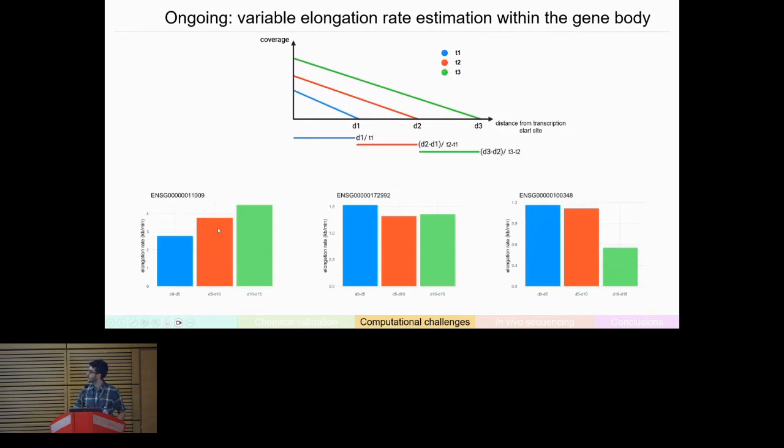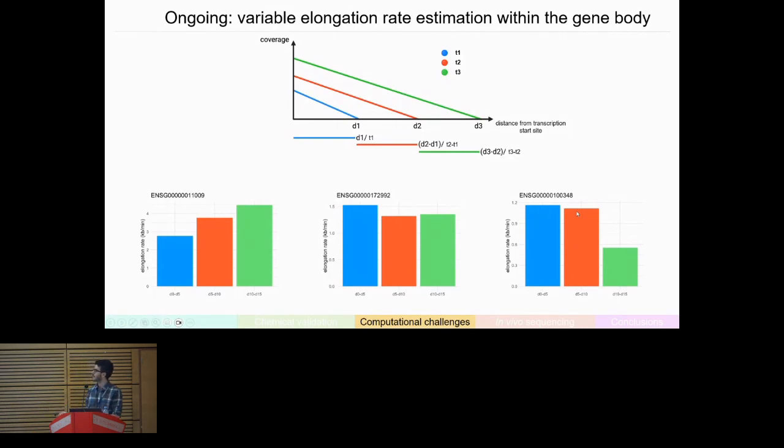So we have a gene here where the first region, this one over here, the elongation rate there is slower than in this region. So as Pol2 travels along that gene, at least in these regions, elongation rate goes up. In this gene, the elongation rate doesn't change much. There are a lot of genes that look like this. And then this other one, elongation rate actually goes down when Pol2 travels along the gene.